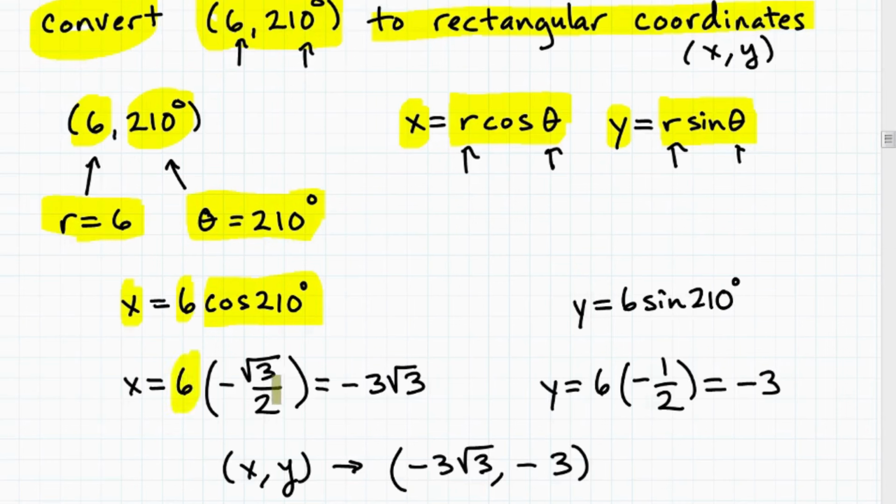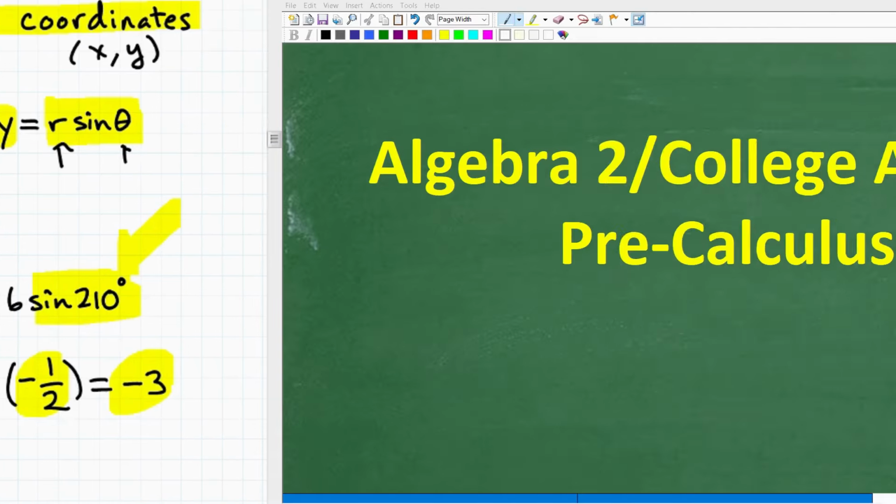So this is 6 times negative square root of 3 over 2. That's the cosine of 210 degrees. And that is going to be equal to negative 3 times the square root of 3. That's our x value, so we can write that here as our x-coordinate. And then y is going to be 6 times negative 1/2, which is the sine of 210. Of course, you could just build these reference triangles and turn these into radians and figure all that good stuff out. And then when you simplify this, that becomes negative 3.